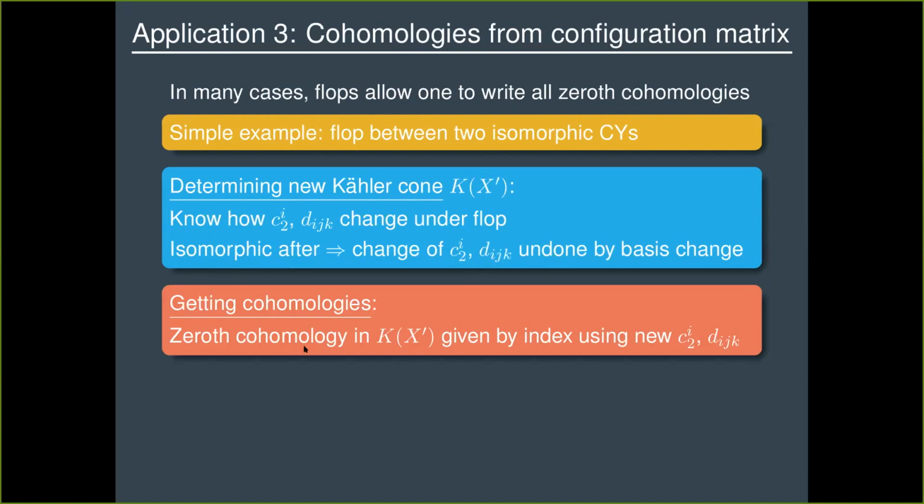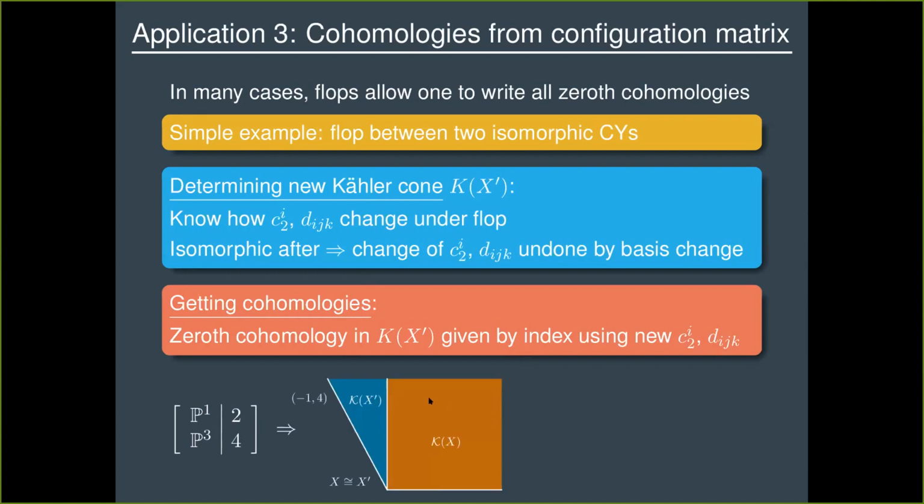And then the new cohomologies, we already knew how to get the cohomologies inside this new Kähler cone, because we know the new second Chern class and new triple intersection numbers, and these totally determine the index. Inside the Kähler cone, you have a vanishing theorem, so the zeroth cohomologies are just given by the index. So all you really needed extra was determining the new Kähler cone. So here's an example. Because we have a single two here, we know that flopping through this direction is going to give an isomorphic Calabi-Yau.